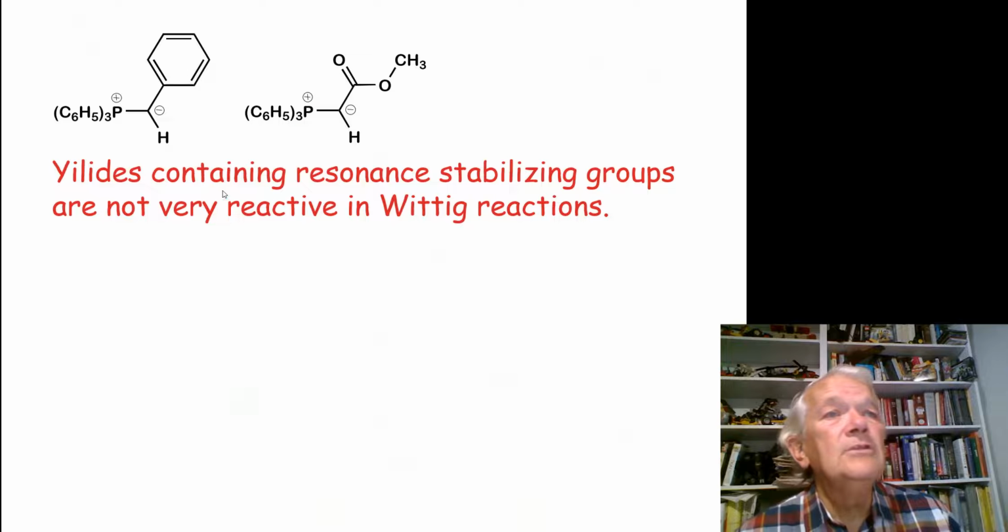Okay. So the ylides containing resonance stabilizing groups are not very reactive. It turns out if you delocalize the negative charge here into some substituent, then the reactivity just goes down, and then they won't necessarily react with an aldehyde or a ketone. And that is, of course, a severe restriction. But the way to get around that is to simply use a more reactive phosphorus reagent.